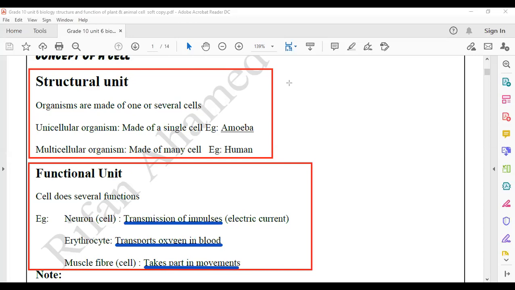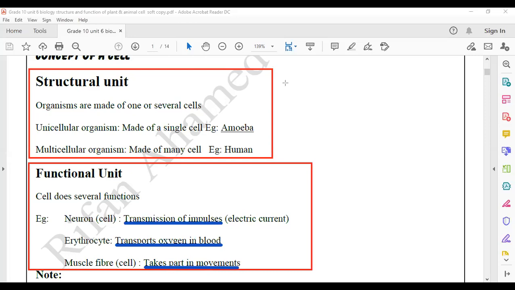Cells have special names also. Nerve cells are called neurons. Blood oxygen-transporting cells are called erythrocytes. Muscle cells are called muscle fibers. Special names. But all are cells. All are human, but Ashik is a name.